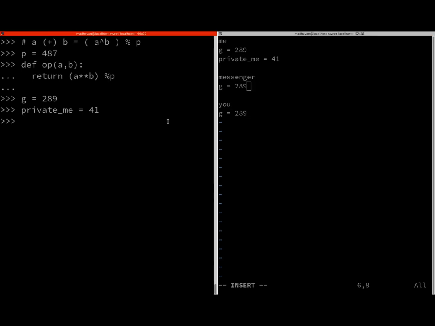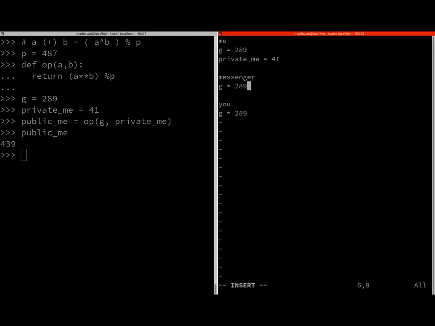So what I need to send to you is a public version of me, which is the mixture of the two colors. In the colors example again, I took the color yellow, took the color green, mixed them, and then sent that to you. That's what we're going to do over here. We're going to operate the generator on the private key that I selected. And so all of us know the public key that I'm sending out, which is 439, right? And all of us have this information.